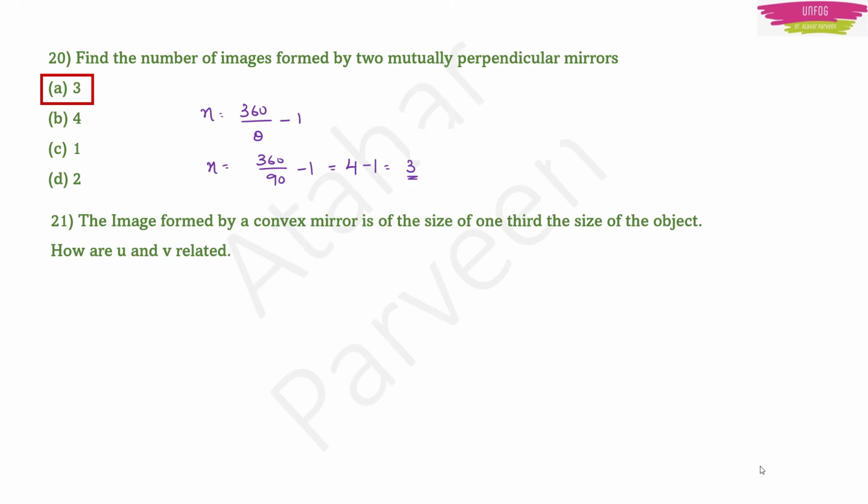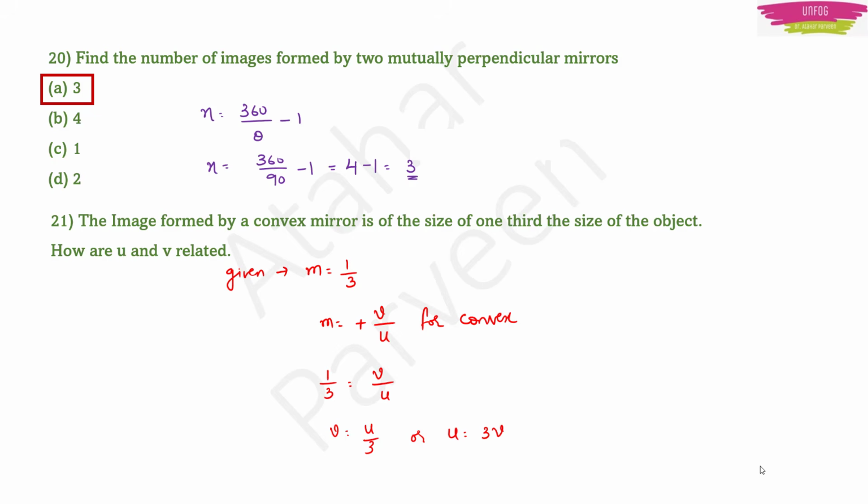Next question. The image formed by a convex mirror is of the size of 1/3 the size of the object. How are u and v related? Now they have given this condition that magnification is equal to 1 by 3. If they give only 3, then magnification will be only 3. They are telling 1/3, that means 1 by 3. Magnification will be 1 by 3.